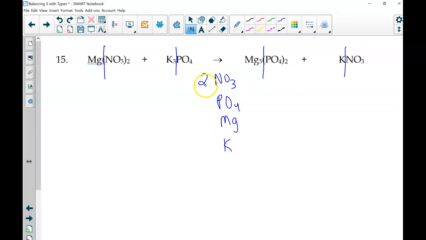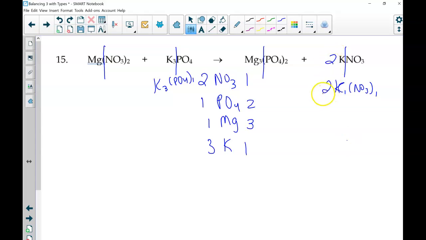Here I have 2 NO3s, 1 PO4, because remember this is really written like this, and if it helps, rewrite it like that. I have 1 Mg and 3 Ks. On the other side I have 1 NO3, because remember, again, this is really written like this. We just don't write the ones because it takes up time. So that's 1 NO3 and 1 K, 2 PO4s, and 3 Mgs. So we're going to start by balancing our NO3s. We're going to put a 2 over here.